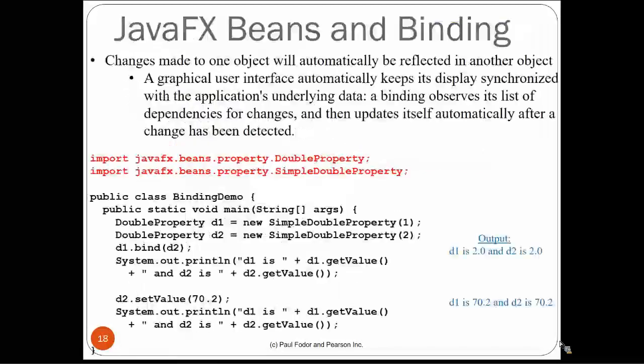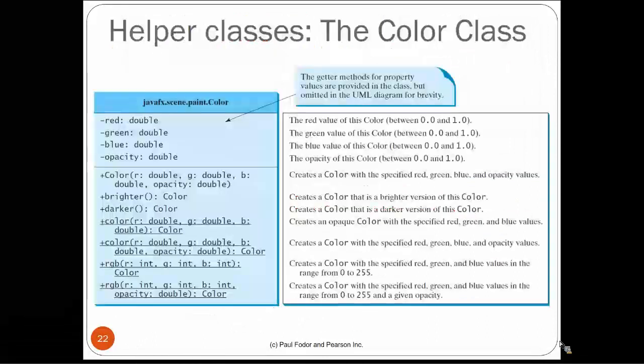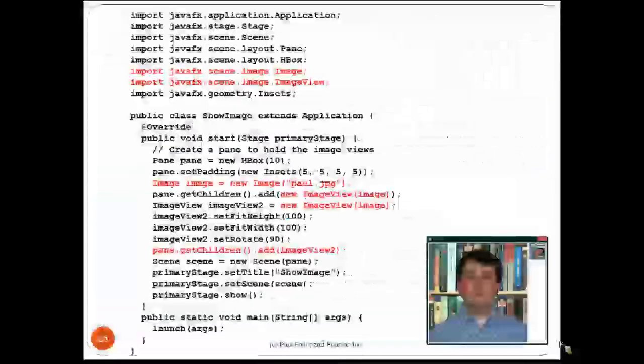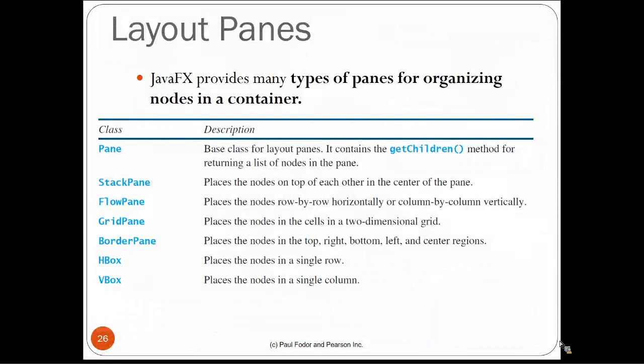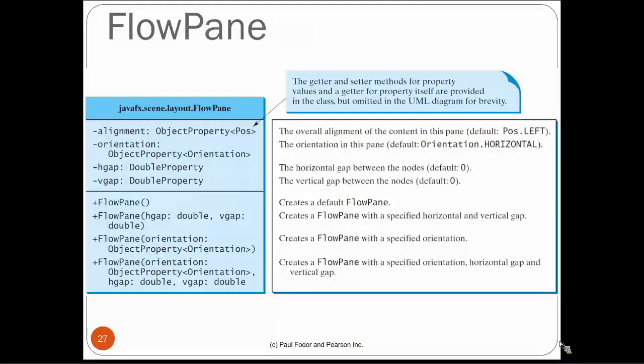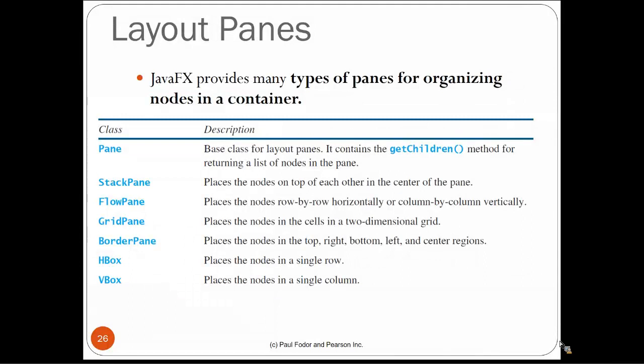So we are going to continue from layout panes. So how do we specify where we put components in the JavaFX interface? We can specify it by the type of pane that we are using. The type of pane could be the flow pane. That means that we place the nodes row by row horizontally and column by column vertically. We place the nodes until the current row, the first row, is filled. And then the rest of the elements are put in the next row.